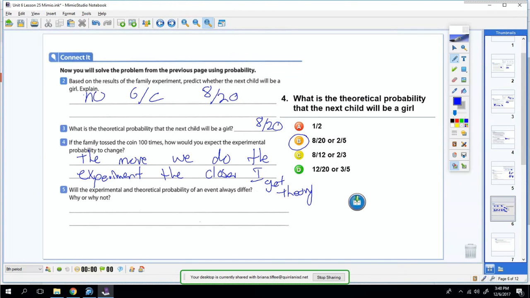Will the experimental and theoretical probability of an event always be different? No, it will not always be different. Each trial is different from the previous trial. So that means there's one chance that I do an experiment and the experimental probability will be the same as the theoretical. It's not likely, but it doesn't mean it'll always be different.